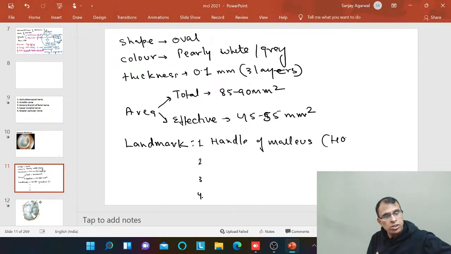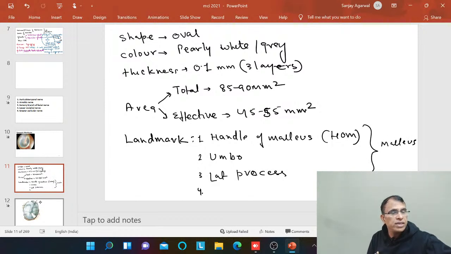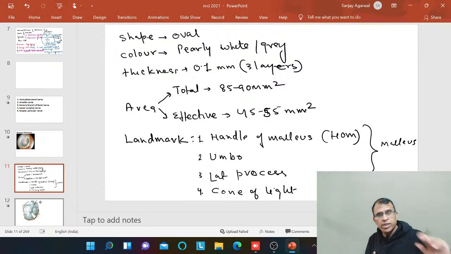HOM is short. So in future, whenever I have to write handle of Malleus, I'll write HOM. Then Ambo, and lateral process. All these 3 are part of Malleus. And there is a 4th thing which is not a part of the Malleus, cone of light. Don't worry, we will discuss all these structures.